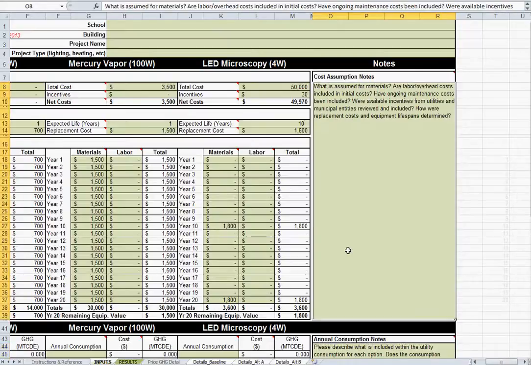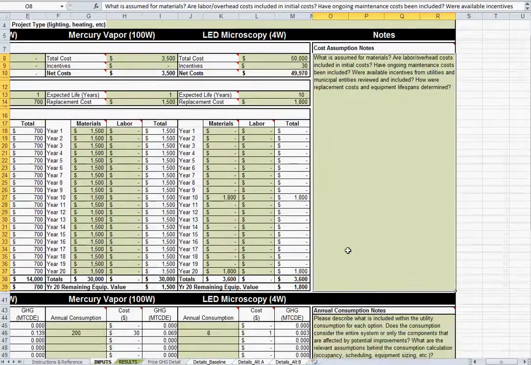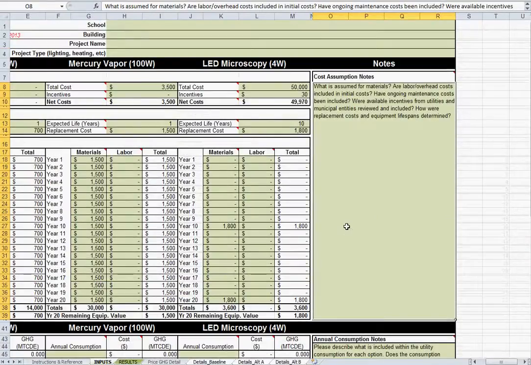So, has labor been included? If we're providing new gas service for a boiler, did you include those trenching costs to get the gas line out there, or are we just looking at the boiler replacement? So it allows us to start asking smart questions about what's behind the numbers to make sure we're getting a really accurate picture.